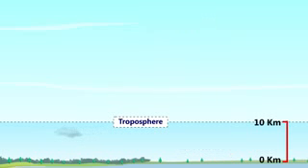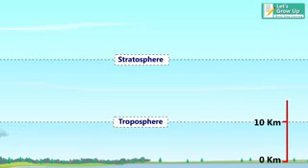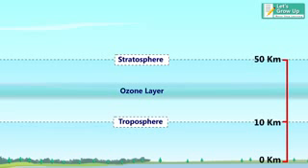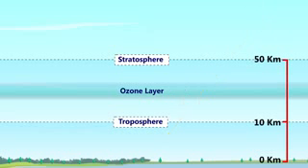The next layer up is called the stratosphere. The stratosphere extends from the top of the troposphere to about 50 kilometers, 31 miles, above the ground. The infamous ozone layer is found within the stratosphere. Ozone molecules in this layer absorb high-energy ultraviolet (UV) light from the Sun, converting the UV energy into heat.